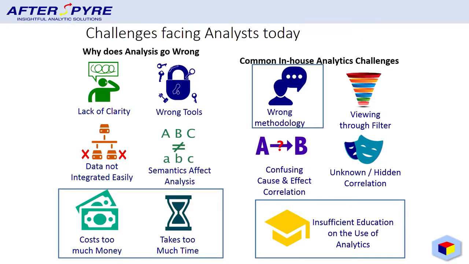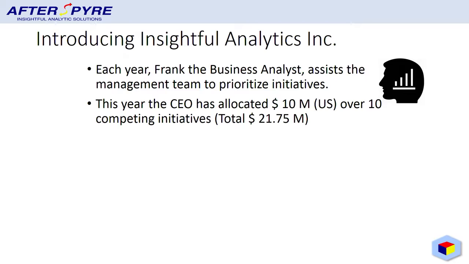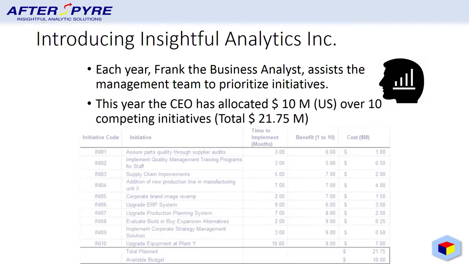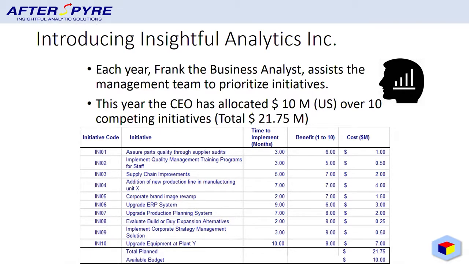they aren't really educated in the methodology to be used. They could use the wrong methodology, and it costs too much time, and of course, it costs too much money. So let's introduce Frank. Frank's here. He's the business analyst, and he's going to support the management and the CEO to allocate $10 million over 10 projects, which of course total $21 million.